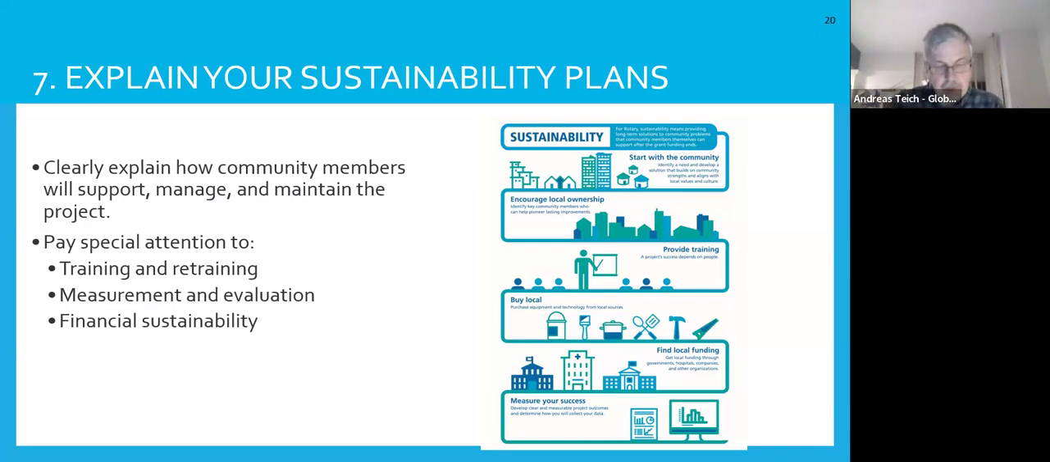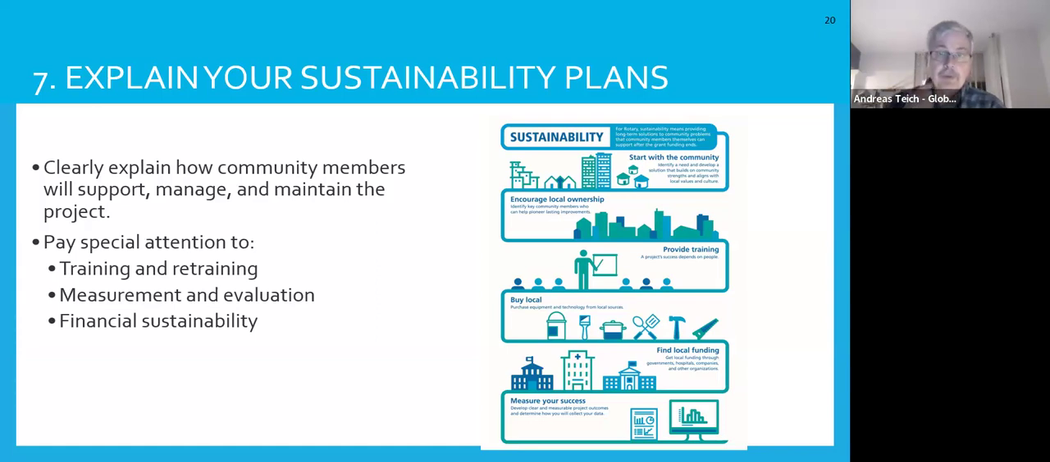So as part of the plan, include detailed information for each training opportunity presented in the application. If you answer not applicable to questions about training, it's likely to be rejected because training is vital to every global grant project. And not only training before the grant starts, but retraining after the project's been put in place, so people know what they need to do to keep going forward. Include detailed information about how you plan to measure and evaluate the outcomes of the project and explain how the project will be financially sustainable.